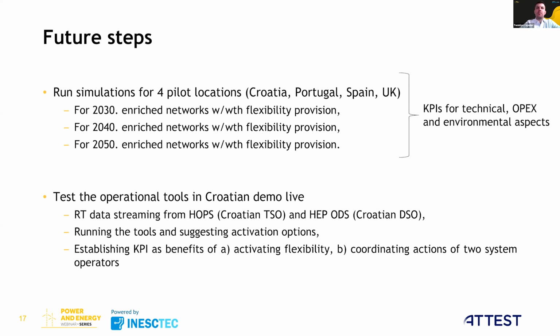Some future steps that we plan on doing. This was done for 4 locations: Croatia, Portugal, Spain, UK. Again, the anonymized networks are available on our Zenodo repositories. Very soon, in the upcoming months, we will also provide so-called enriched networks. So we developed a tool which enriches all of these networks with flexibility provision, but also with additional low carbon technologies such as PVs, EVs, etc.